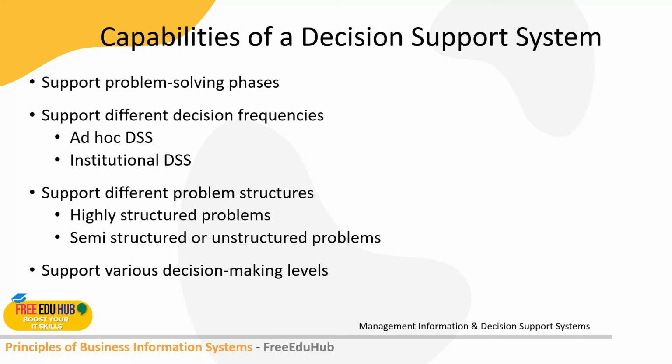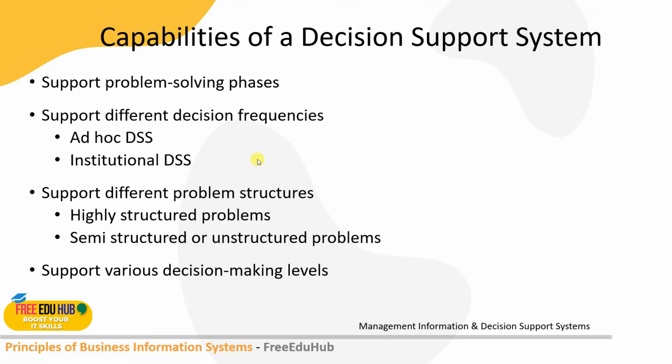Now, highly structured problems are the problems for which we have the data available. If we define highly structured problems, these are the problems which are straightforward and require known facts and relationships to make certain decisions. Then we have semi-structured or unstructured problems, more complex problems in which the relationships between the pieces of data are not always clear. The data might be in a variety of formats, and the data is often difficult to manipulate and to obtain. In addition to that, the decision maker might not know the information requirements of the decisions in advance. Then it supports various decision making levels.